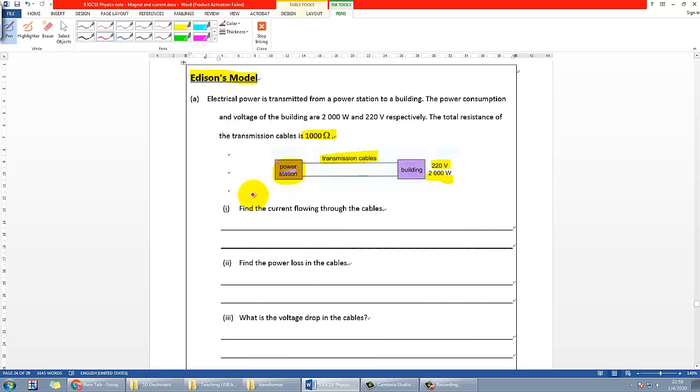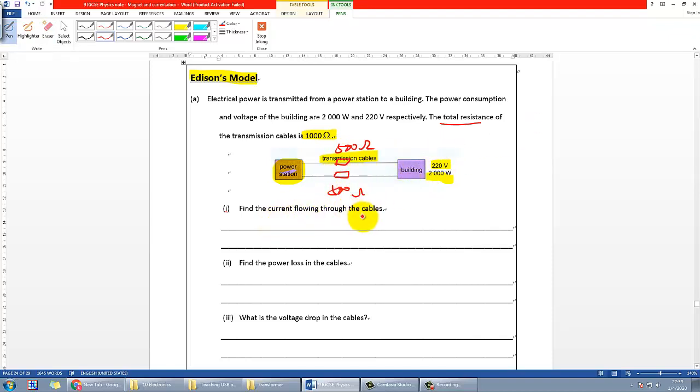It should be quite straightforward, and you should be able to do it with the knowledge in the previous chapter. So first of all, it asks you to calculate the current flow through the cables. Remember that this is 1000 ohm, and the lower one is also 1000 ohm. Oh, actually no, sorry, it's the total resistance. So both of them altogether is 1000. So maybe you can say 500 and 500. It actually doesn't matter. So say 500 and 500.